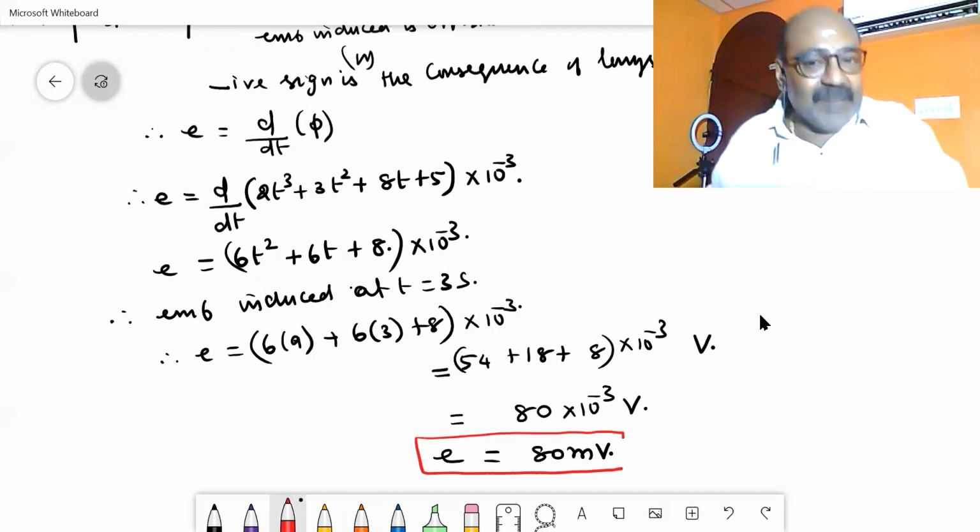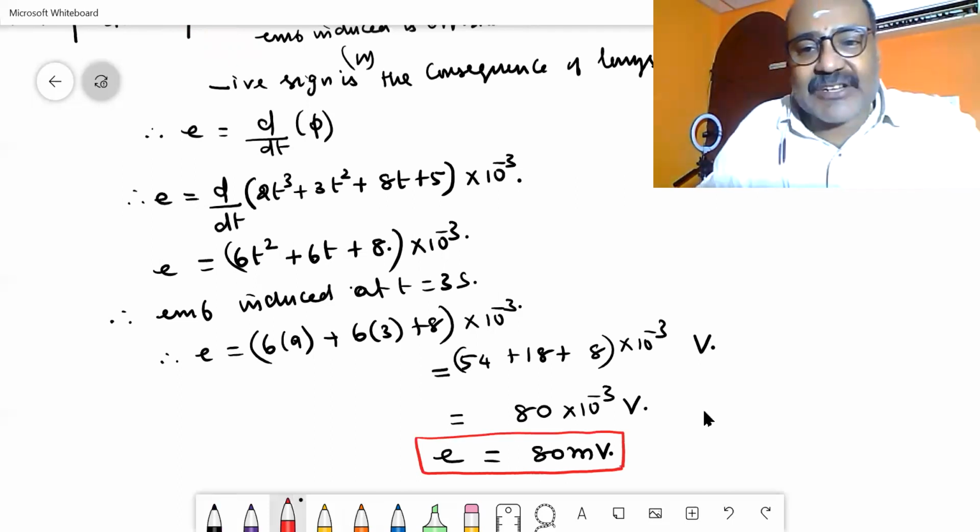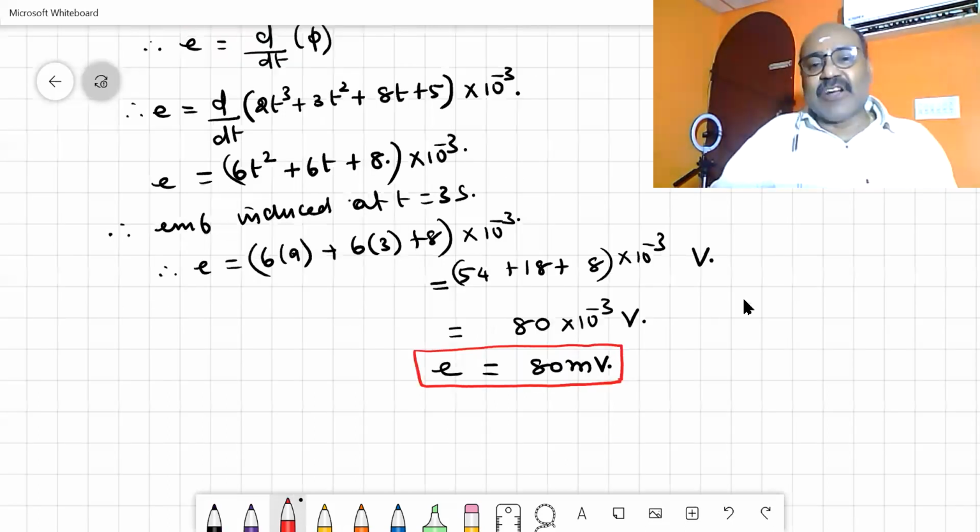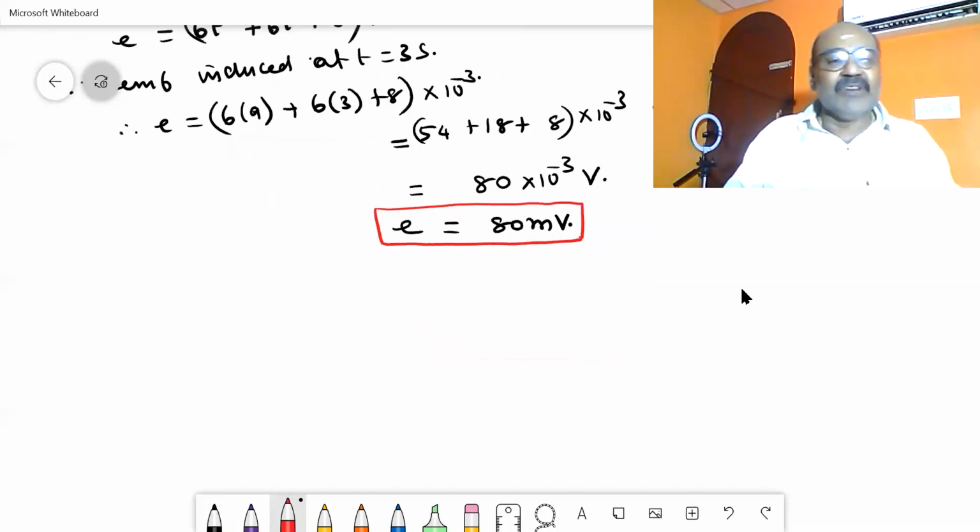What is the second part? It asks for the direction of the EMF or the direction of the current. So let us consider the second part, the direction of the induced current. How can we get the direction of the induced current?